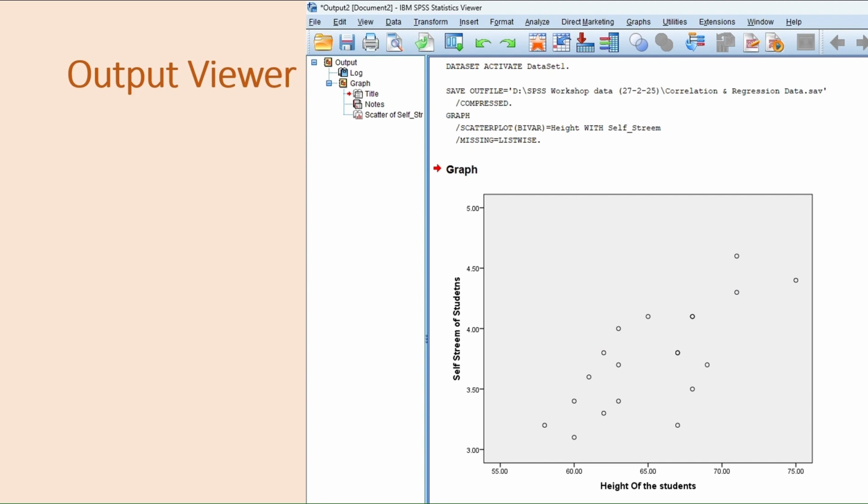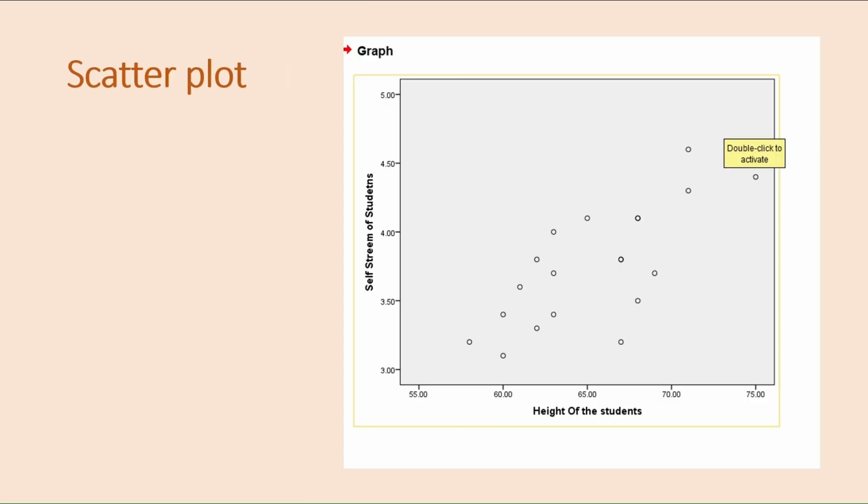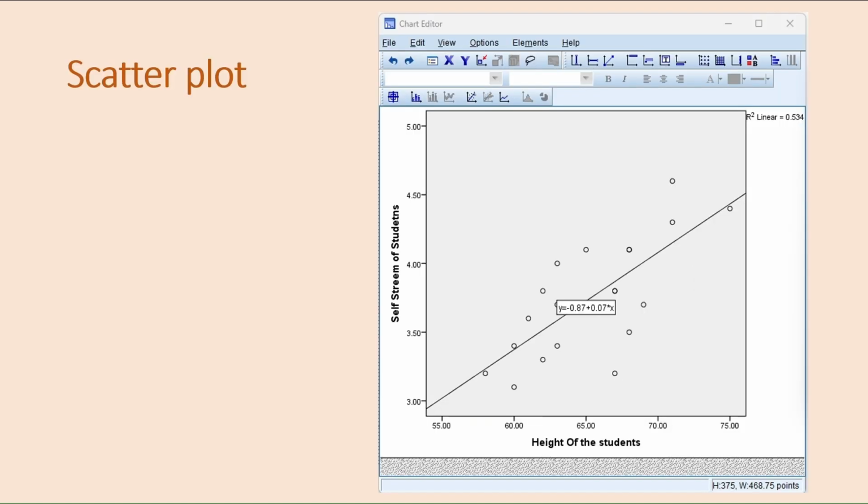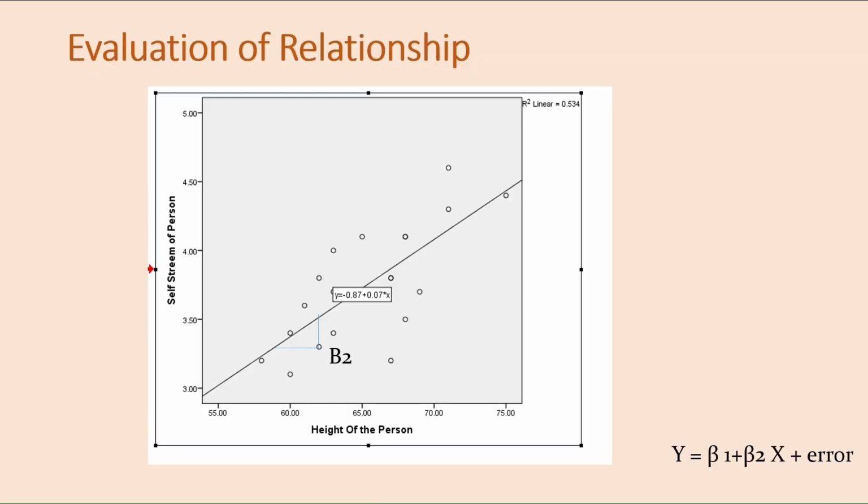In the output viewer, we get the graph or scatter plot. We double click the scatter plot and press the button Add Fit Line at Total. This line shows the linear relationship between both variables.